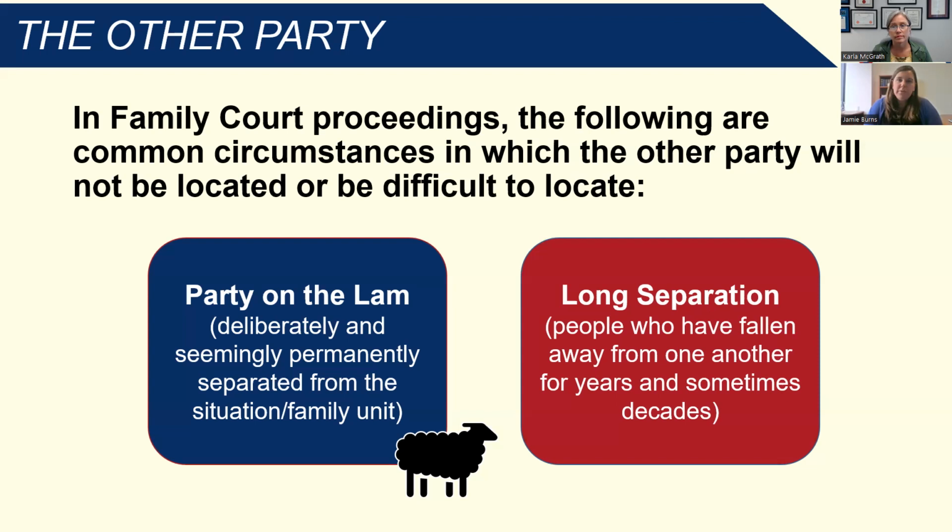So that's one reason. And then the other one is long separation. So these are people that have fallen apart for a really long period of time. It could be years, could be decades. And at that point, they don't have anybody in common anymore. They don't know where they are. They don't know what they're doing. And therefore, you're not really sure how to get in touch with them. You don't really have any connections. And so Judy and Sean's case is quite interesting because it's kind of a combination of the two.